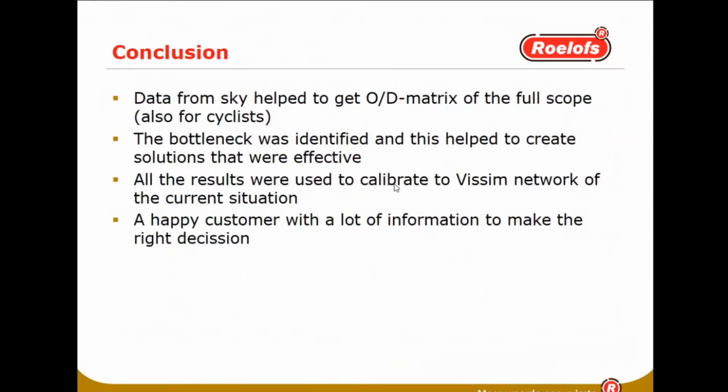Well, my conclusion is that Data for Sky helped us to get a full origin-destination matrix from the whole area, and even for all cyclists in the area. It's something that is very difficult in the traditional way, and we could identify where bottlenecks appear in the network, to help create solutions that were very effective. In this one, we used the VISSIM network and calibrated the output from Data for Sky into VISSIM, to have the current situation simulated, and so also make the correct prognosis for the solutions in the traffic network.